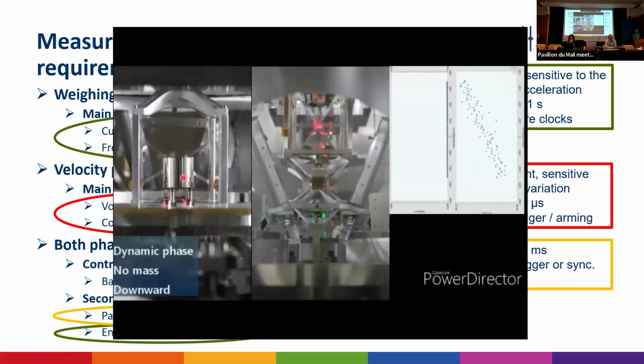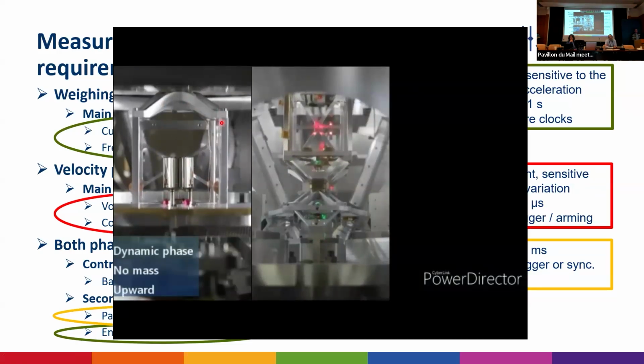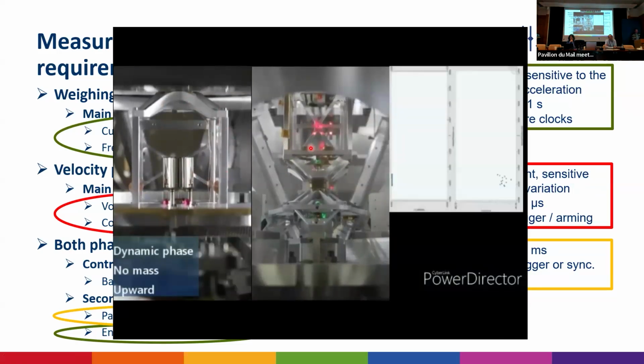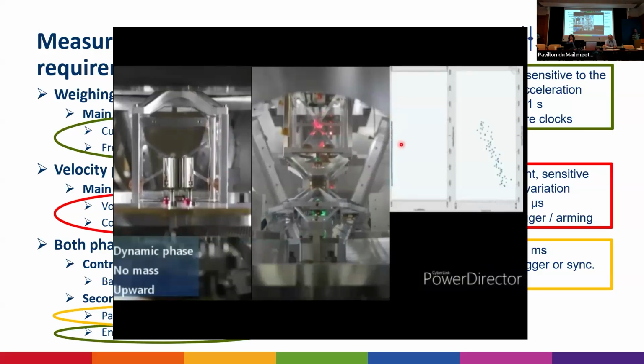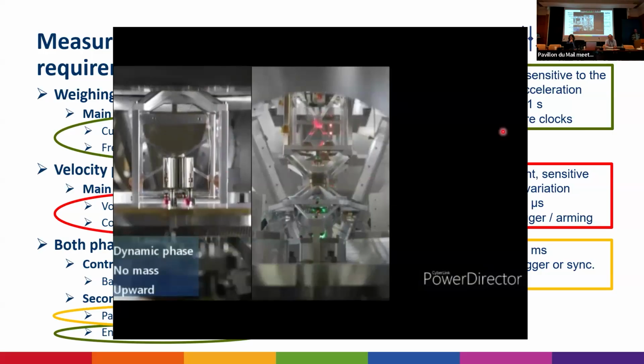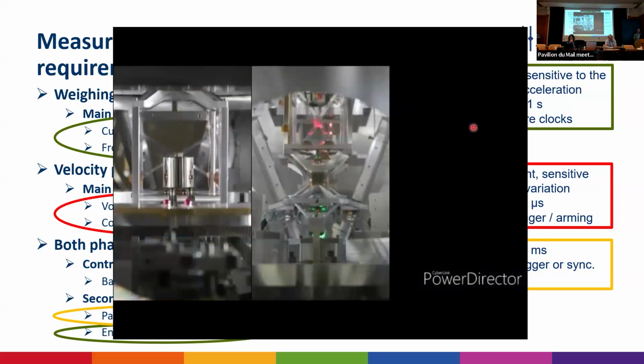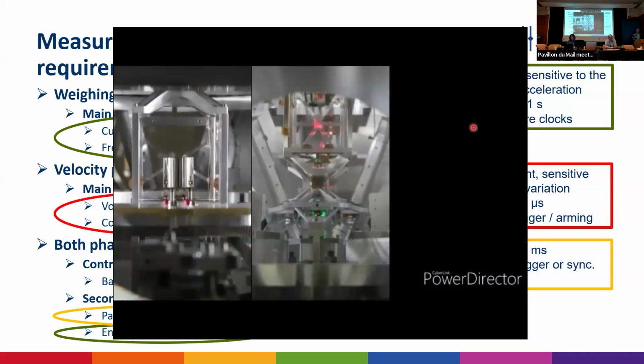You see the mass pan. So the mass is on the mass exchanger. The mass pan here is moving. The coil suspension is moving up, and you see here the voltage induced across the coil, the velocity, and the ratio of them. And you see the synchronization between them. That's the first part, the dynamic phase without the mass.